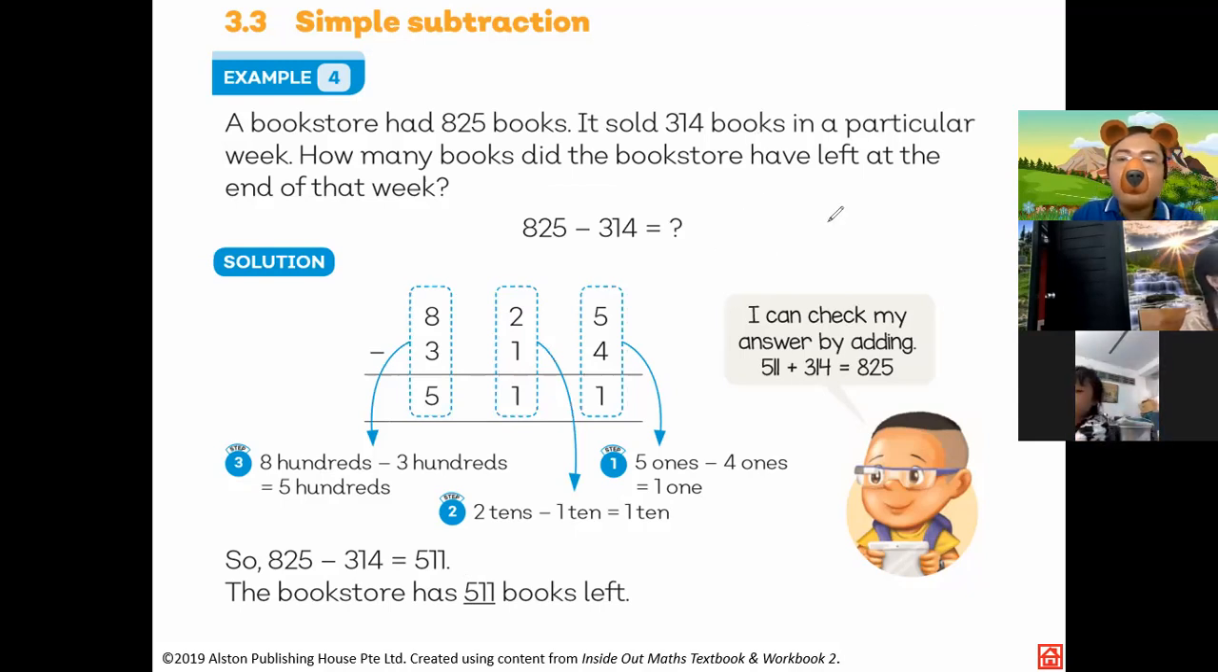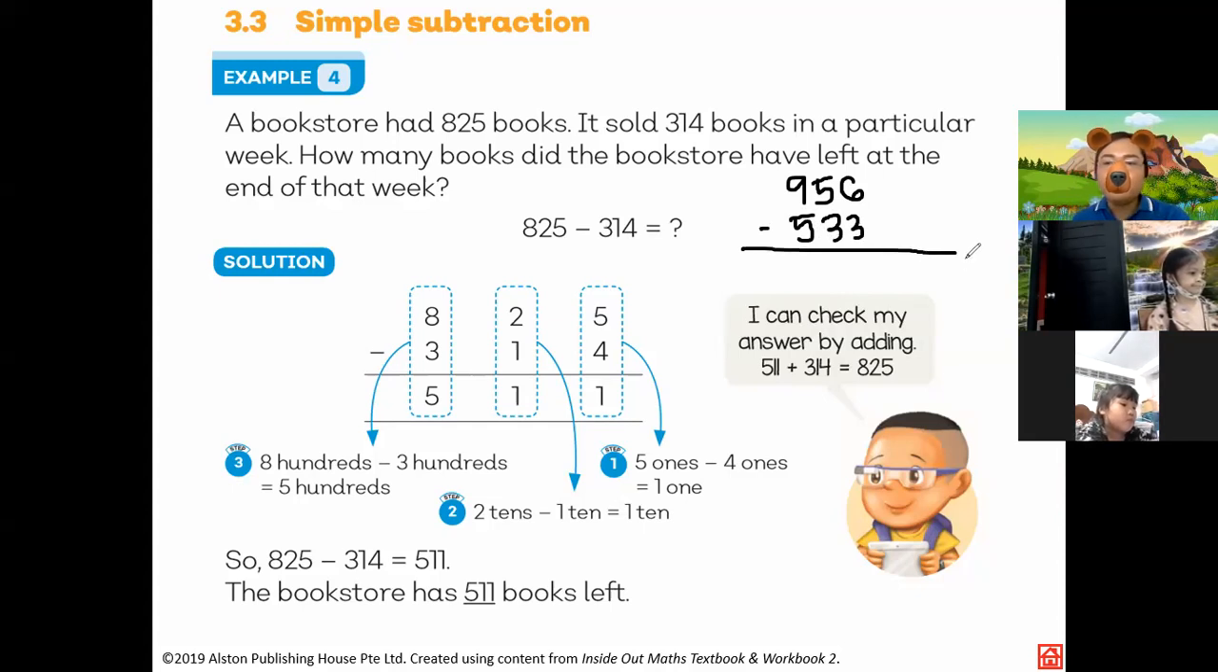I have 956 books, okay? And then there are 533 books that was sold. What's the answer? So there are 956 books and 533 books that are sold out. So let's try to find the answer now.